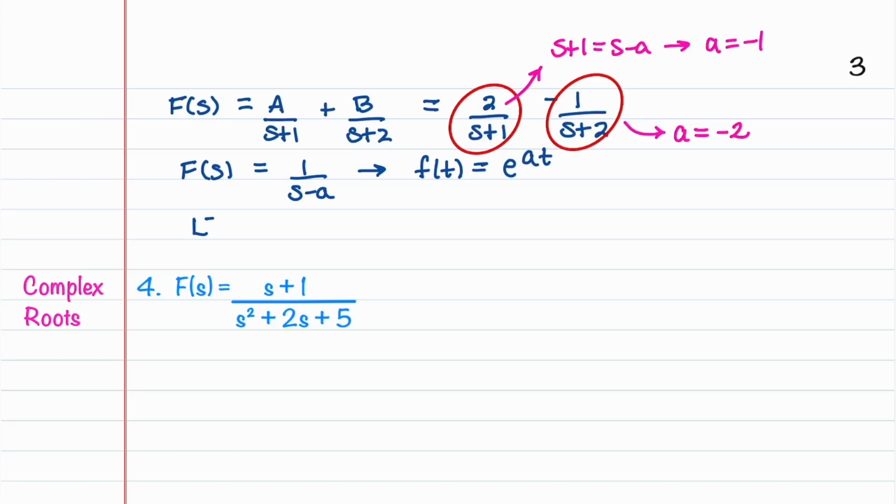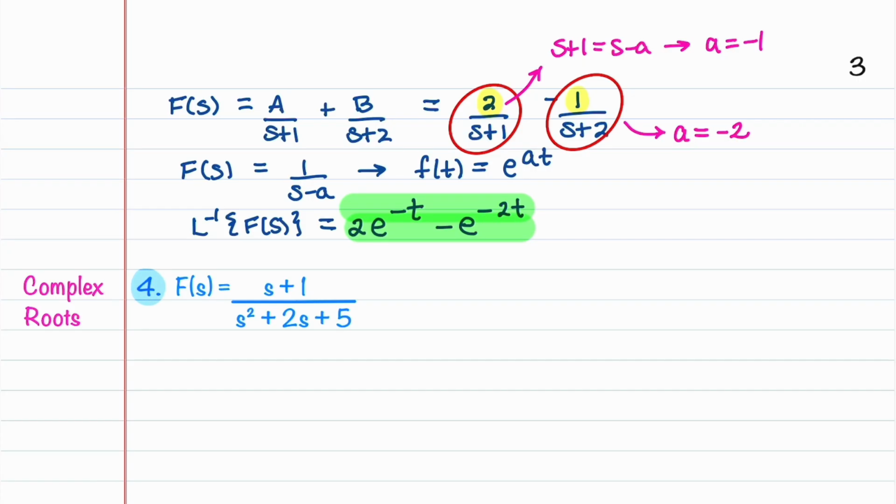The inverse Laplace transform of capital F of s is equal to 2, that comes from this constant right here, e to the at, which is e to the minus t, and then we have our next constant, minus 1, so we have a minus e to the at, which is minus 2t. And there's our answer. Let's look at our last example.